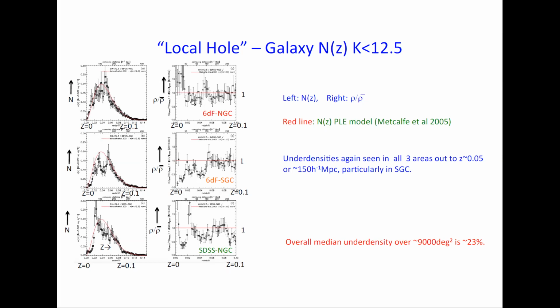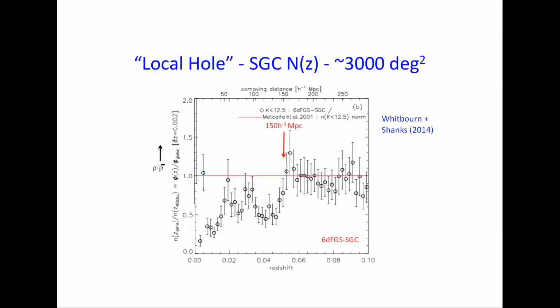So you see a slight underdensity again in the 6dF NGC. You see a much bigger underdensity again in the 6dF SGC area in the South Galactic cap, and then again quite a big underdensity in the north Galactic cap with the SDSS data. And overall median underdensity over something like 9,000 square degrees, these 3 times 3,000 square degrees, is 23%.